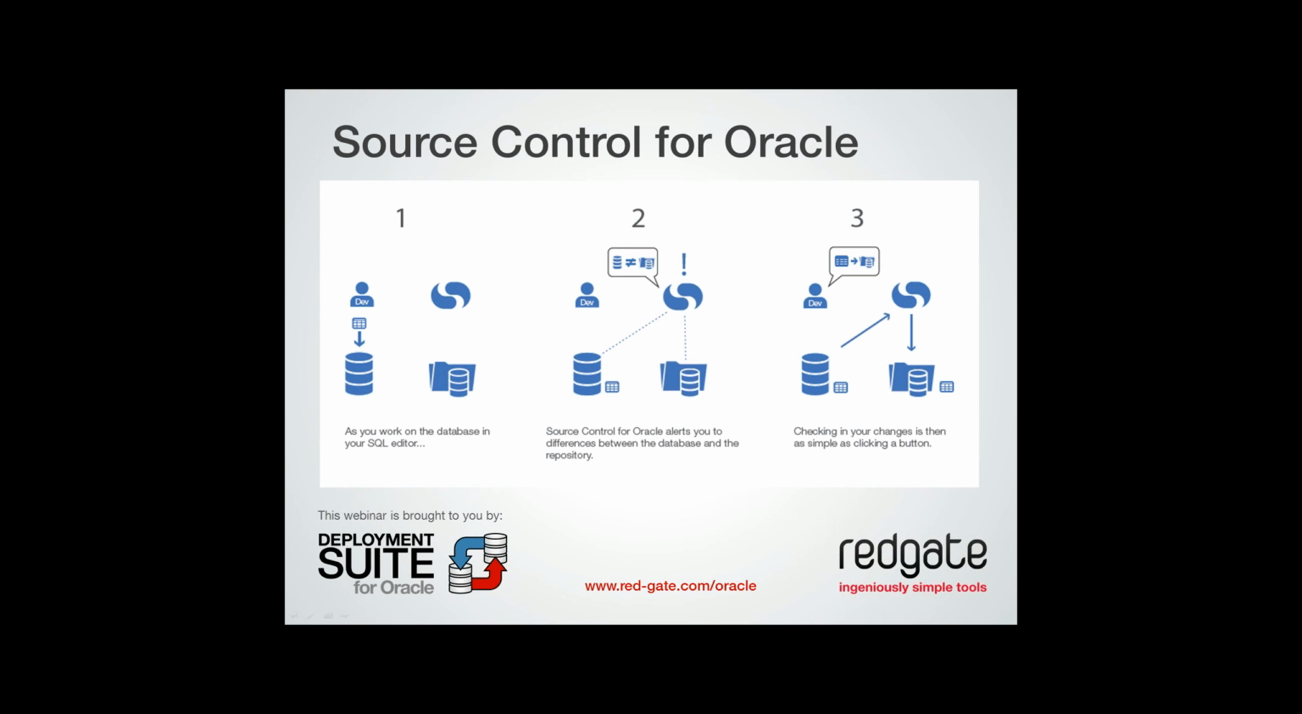If you remember something I mentioned at the beginning, and I probably should have mentioned it again, Source Control for Oracle is not a replacement for your source control system like Subversion or TFS. It provides the link between the database and Subversion, and you'll see that in the demonstration. Once it has seen a difference between the database and the repository, it will notify you with a very simple taskbar notification, which you're going to see in this demonstration. Then checking the changes into source control is as simple as typing a log message and clicking a button.